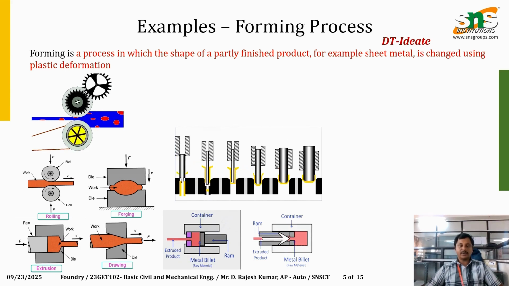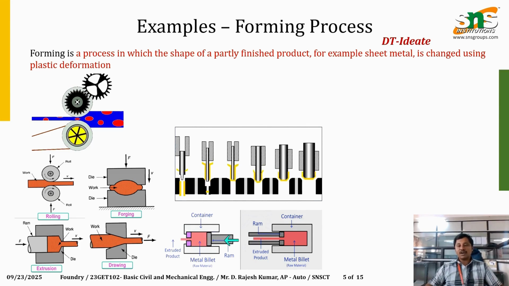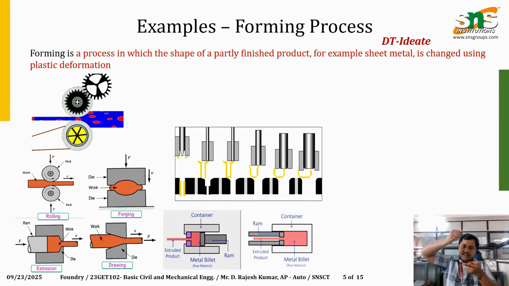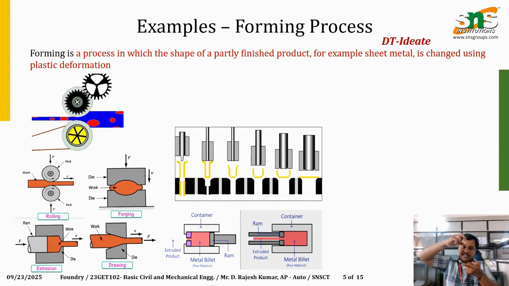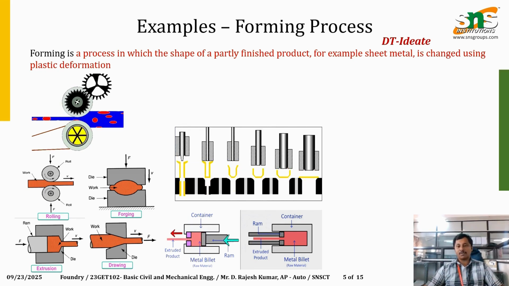Here you are seeing the extrusion process. A day-to-day life example is drawing paste from a paste tube. We take the paste and flow it onto the brush. An external force is applied on the paste tube. Once the force is applied, the raw paste inside the tube flows out of the mouth and takes the shape of the mouth. That is the best example of the extrusion process.